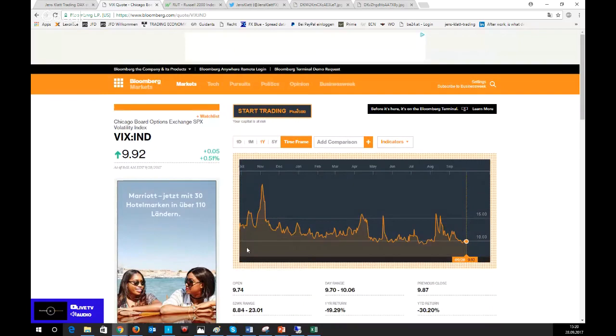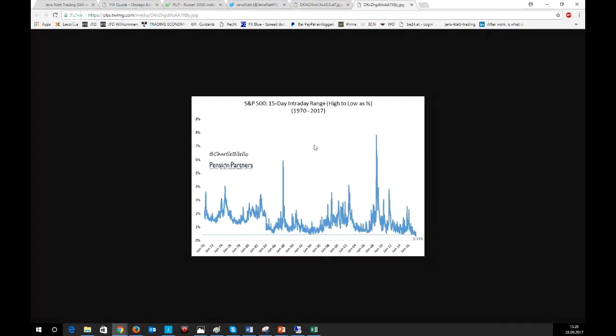But in fact, the current market conditions, I prepared a chart here already. No, this is the Russell, but this chart here, it's from Charlie Bilello. I know it from the tweet. I retweeted this and I just opened this graphic here. This chart shows, it's from yesterday, that for the last 15 trading days, the 15-day intraday ranges from high to low as a percent is in fact 0.31%.